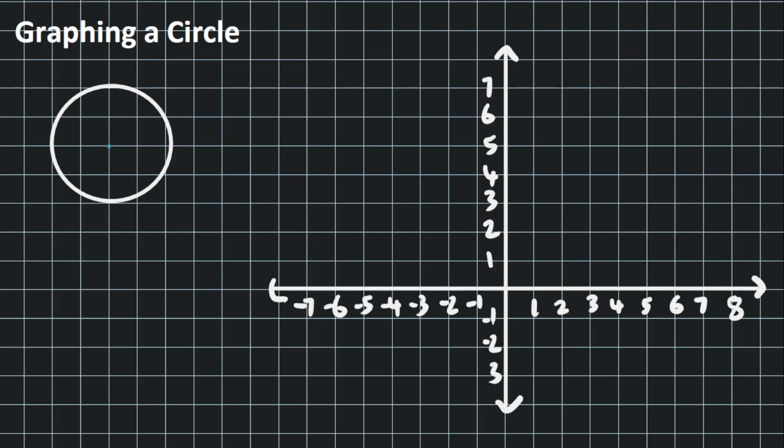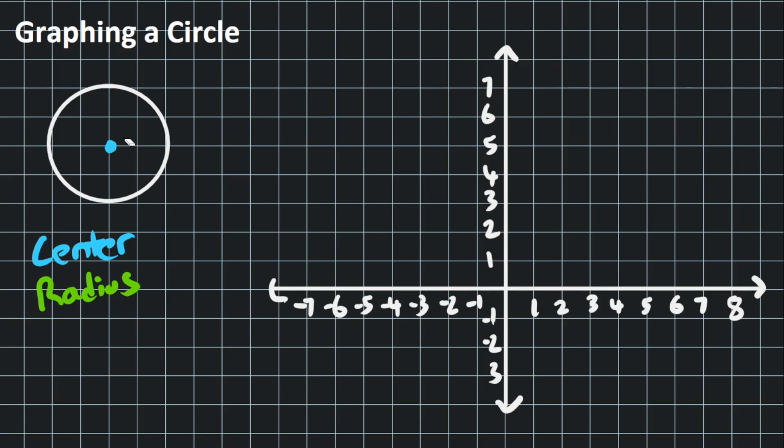So every circle has a center. And this circle's center is roughly right there. Let me go ahead and just move it. There we go. So that blue point is the circle's center. And every circle also has a radius. So the radius is simply the distance from the center to any point on the circle. So that green line right there is the radius.